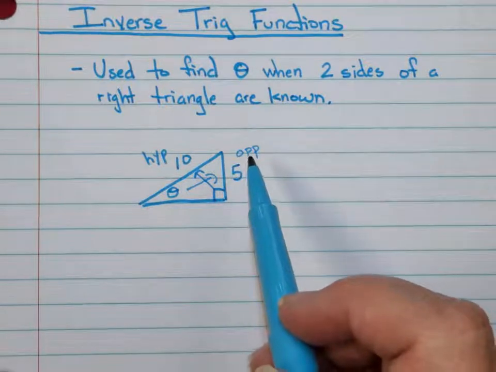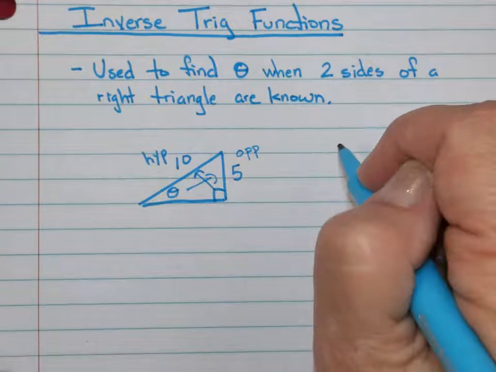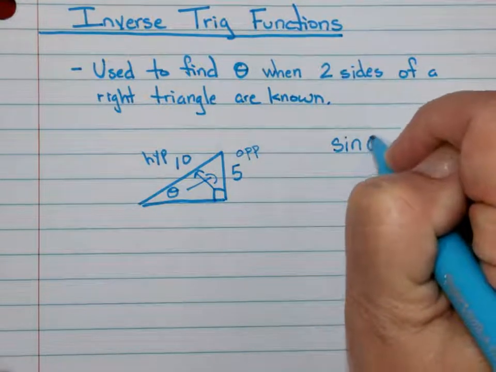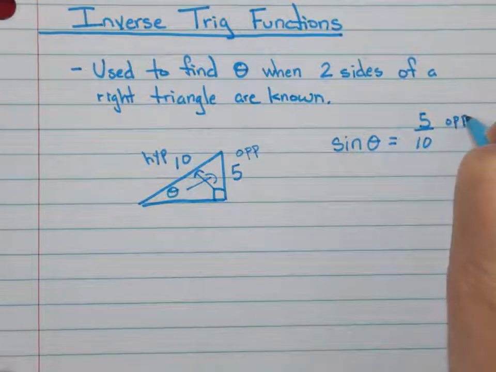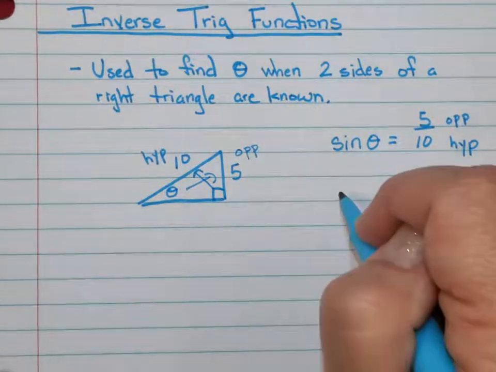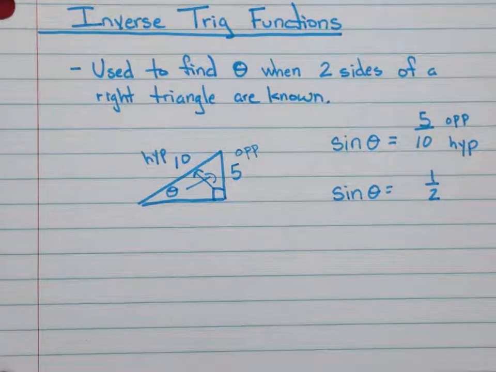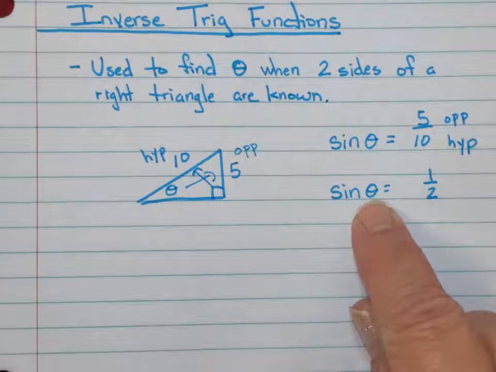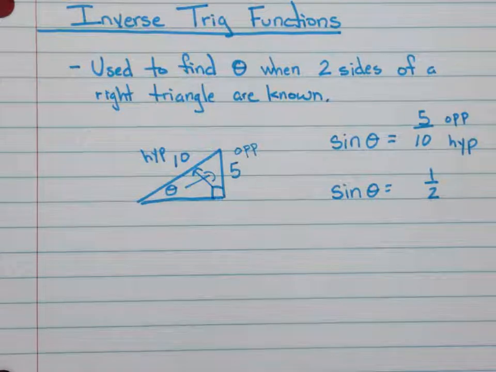So the trig function that is a ratio of opposite and hypotenuse is the sine function. So we would write down sine of theta equals 5 over 10. Opposite over hypotenuse, right? So sine of theta is equal to 1/2 if you want to simplify. So if we want to get theta by itself, we have to undo sine. So when you undo something, you're doing the inverse.